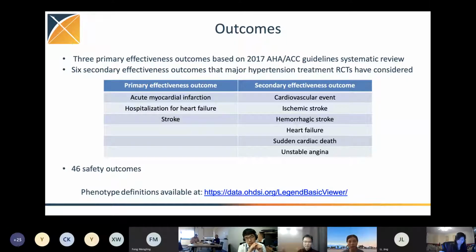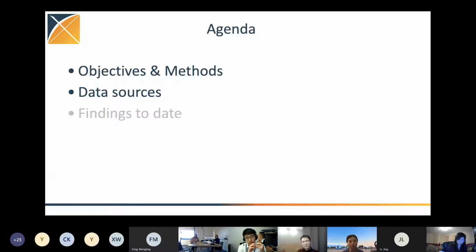The first aim is purely descriptive. The outcomes have not been integrated yet, but they are more for the future aims 2 or 3, when we conduct propensity score analysis and try to compare the effectiveness and safety of different agents.